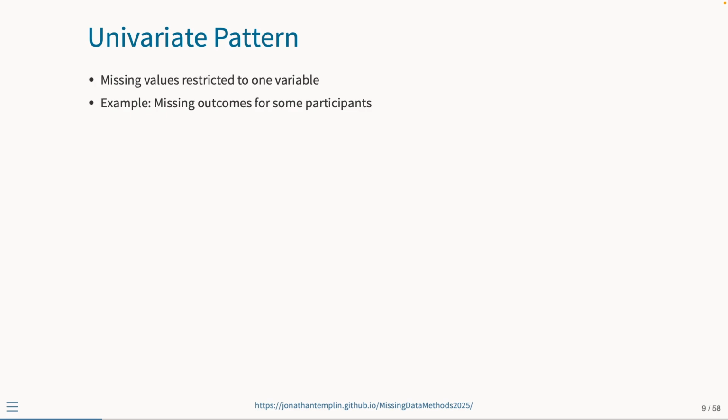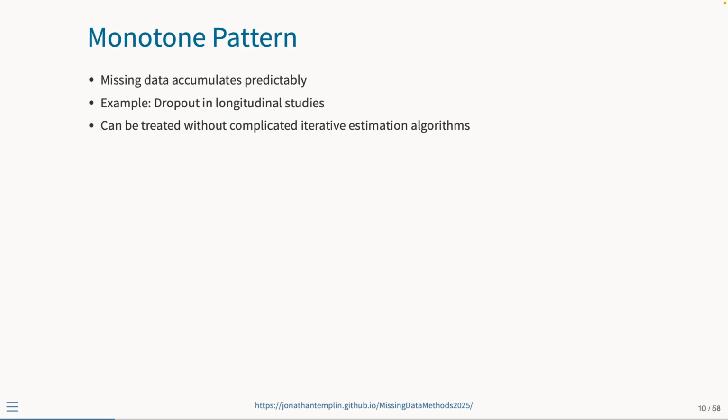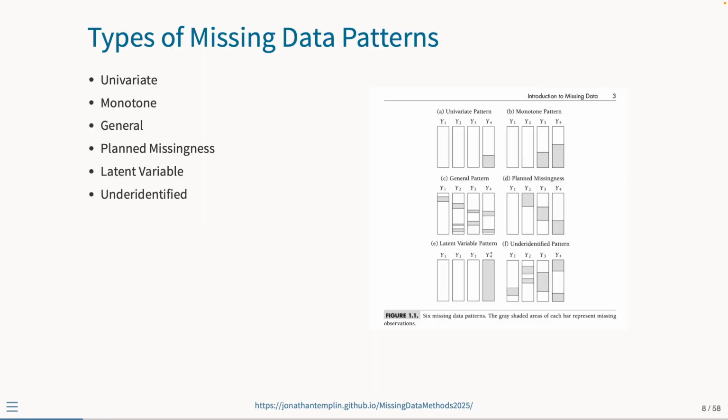How many of you have ever seen that in your data? Probably not. Monotone pattern, if you have a longitudinal study, the monotone pattern starts to look like that, where if Y1 is data collected at time 1, time 2, time 3, what you see is there's dropouts at time 3. Those dropouts don't come back at time 4, and then there's more dropouts at time 4. So this sort of monotone missing pattern.